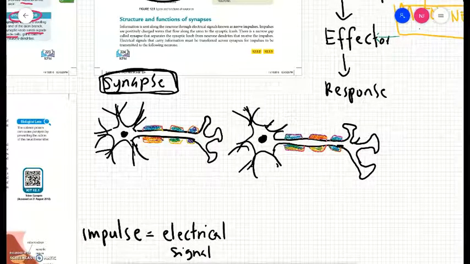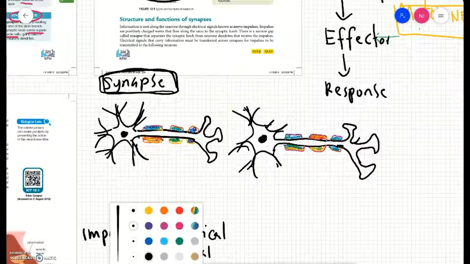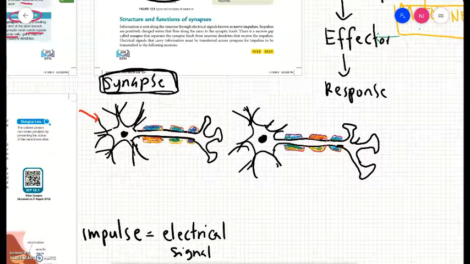So this impulse is first received at the dendrite. It receives the impulse, aka electrical signal, and then goes down to the cell body, and then to the axon. It starts to jump from one node of Ranvier to the next node and then finally arrives at the synaptic knob. And then from this synaptic knob, it needs to be transferred to the next neuron.